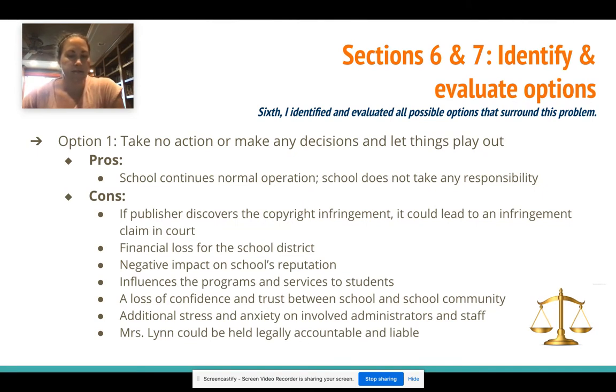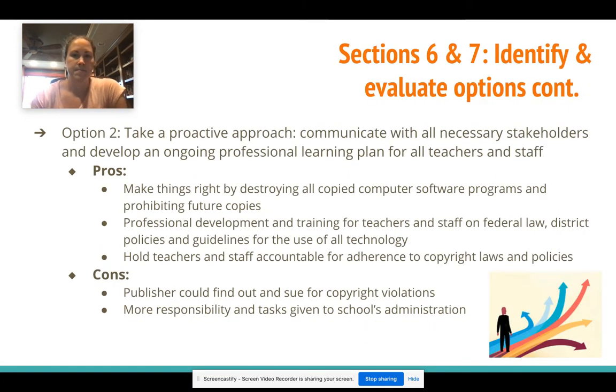There could be a loss of confidence and trust between school and school community. There would be additional stress and anxiety on involved administrators and staff, and Mrs. Lynn could be held legally accountable and liable for her actions and decisions.